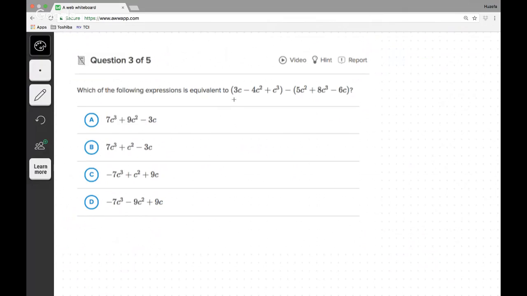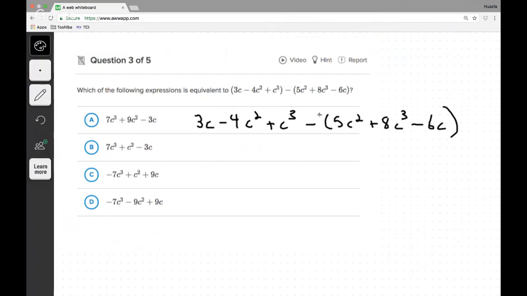Okay, now we got 3c minus 4c squared plus c cubed. Again, it's the same idea. For this first one, I'm going to remove the parentheses because there's nothing happening there. But this second part's a little interesting. I'm going to leave the parentheses for now because I got to show you this is a common mistake that people make. They miss what's going on when you have a minus sign like this.